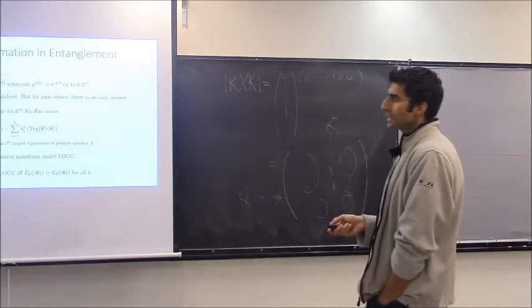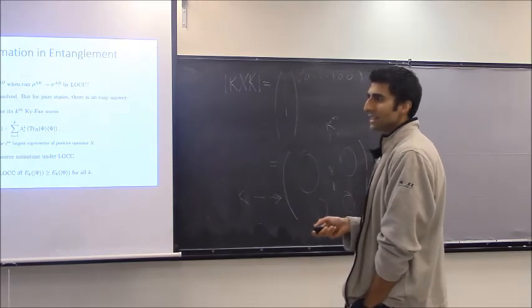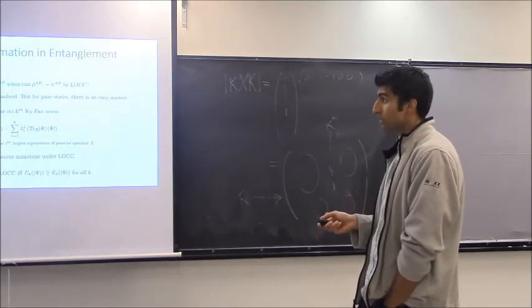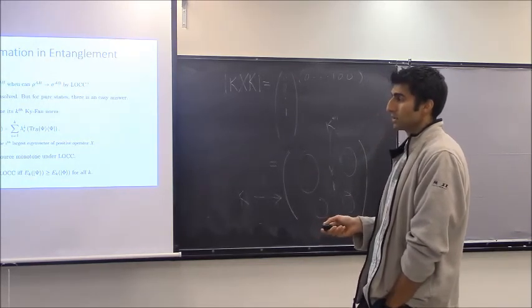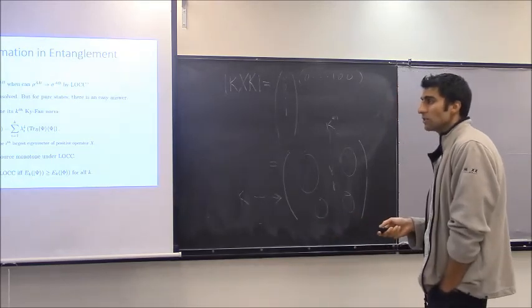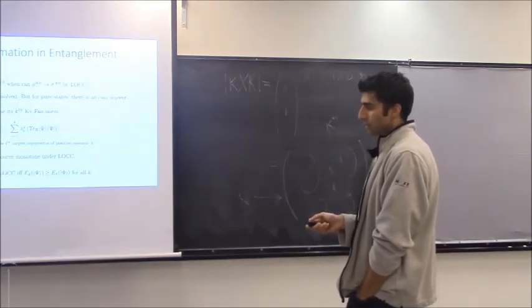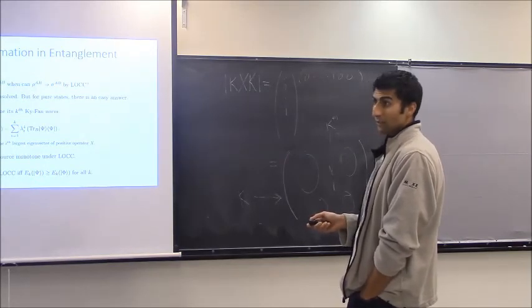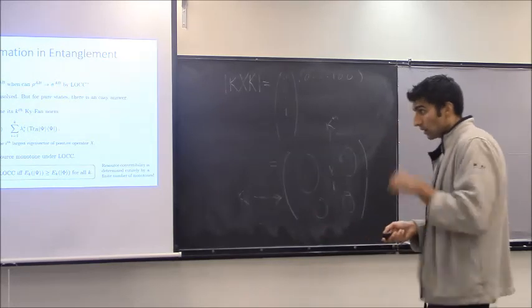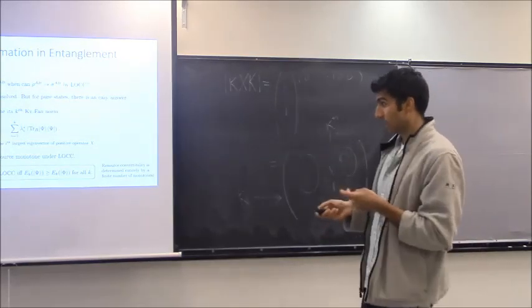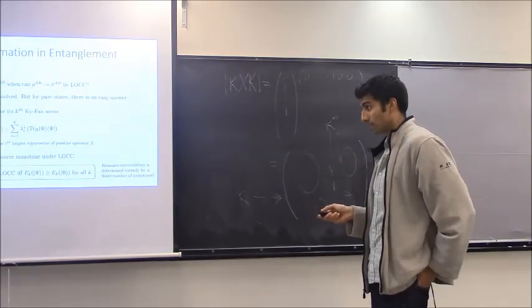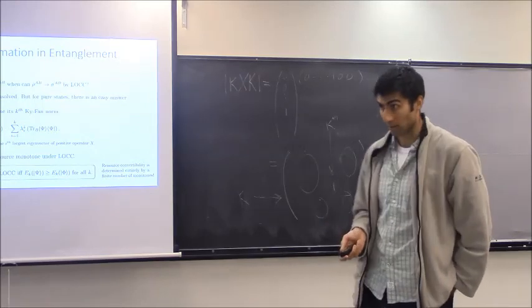And the very cool thing is that these provide a necessary and sufficient condition for convertibility between two pure states using LOCC. So you can go from a state psi to phi if and only if the measure of psi is greater than or equal to the measure of phi for each of these Ky Fan norms. I highlight this because it says that resource convertibility is determined entirely by a finite number of monotones.